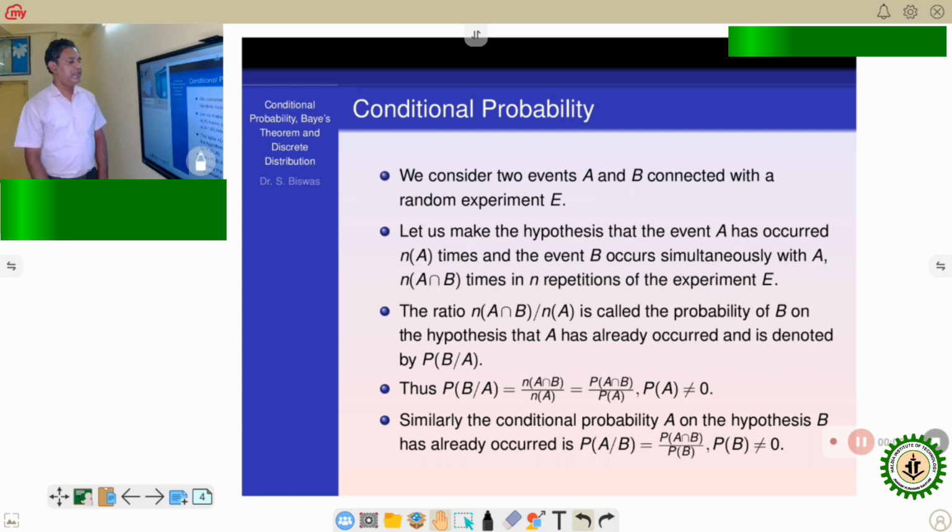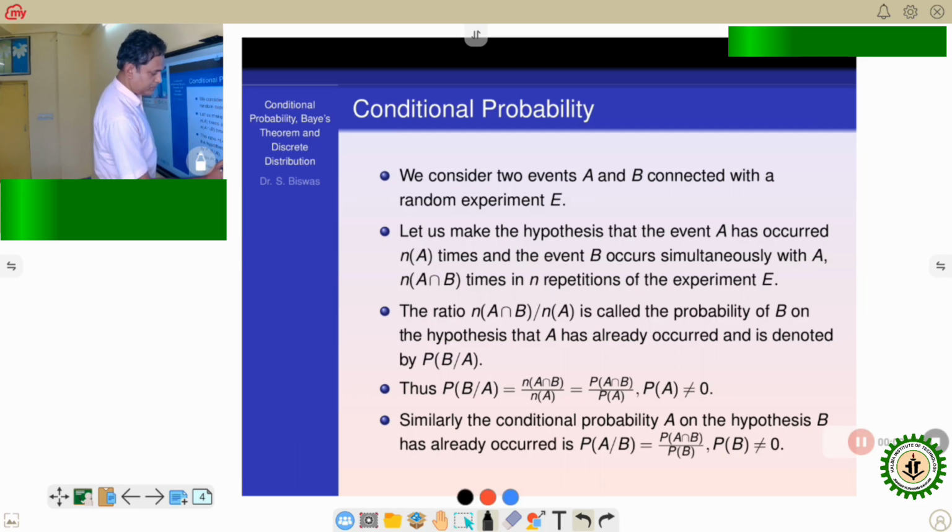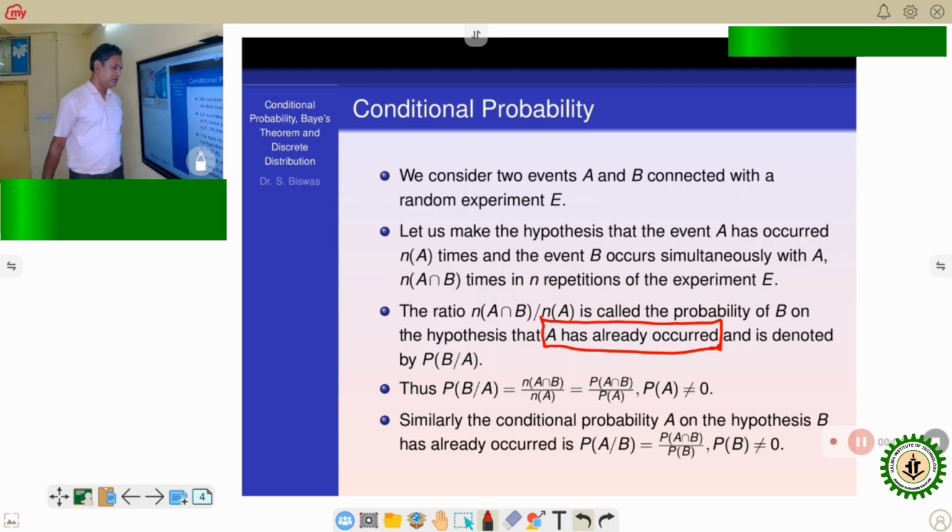Now, the ratio n of A intersection B by n_A is called the probability of event B on the hypothesis that A has already occurred. Here, this part is very important. This part, A has already occurred. Remember, this is very important. This is actually the fundamental characteristic of conditional probability, and it is denoted by P(B|A).